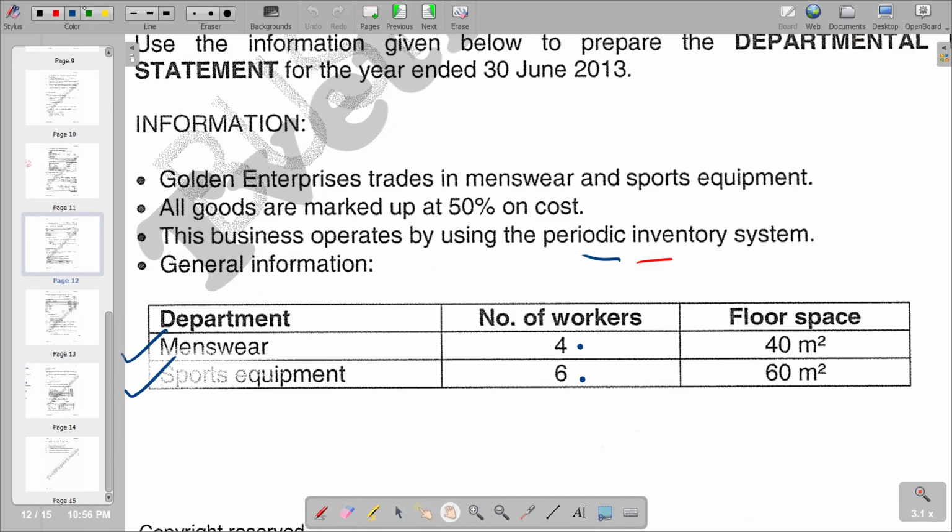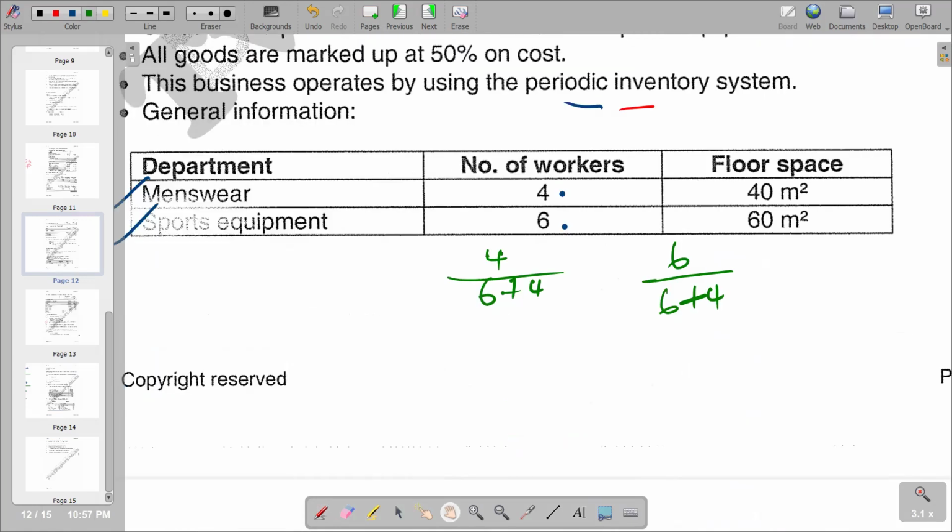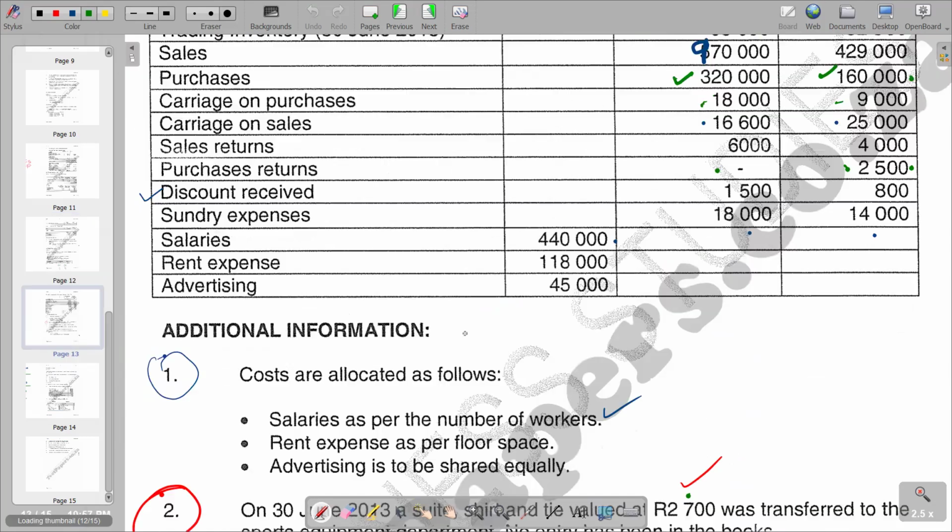So the ratio is just simple. It means the denominator is going to be 6 plus 4. Then for menswear, we're going to say 4 over 6 plus 4. Then for sports equipment, we're going to say 6 over 6 plus 4. And of course, this is going to be 4 over 10, and this is 6 over 10. So basically, that's what we have. And then we calculate with the given figure, with total, which is 440,000.